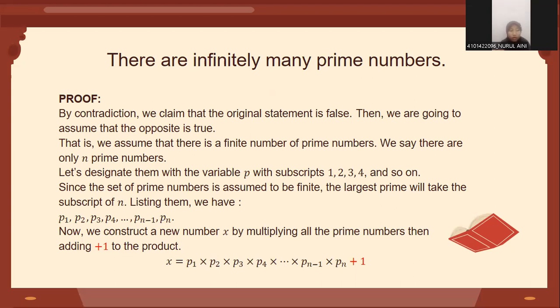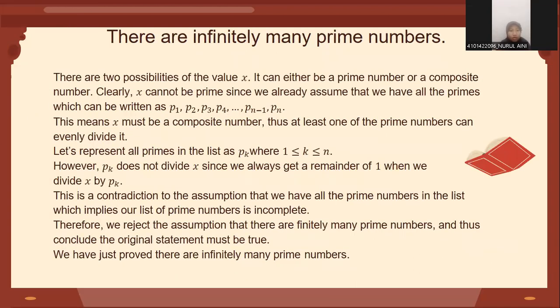Now we construct a new number x by multiplying all the prime numbers, then adding 1 to the product. So we got x equals p1 times p2 times p3 times p4 and so on until times pn. Then in the end we plus 1. Actually, there are two possibilities of the value x. It can be either a prime number or a composite number.